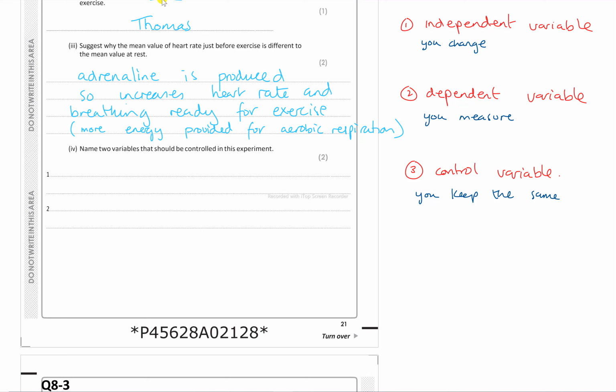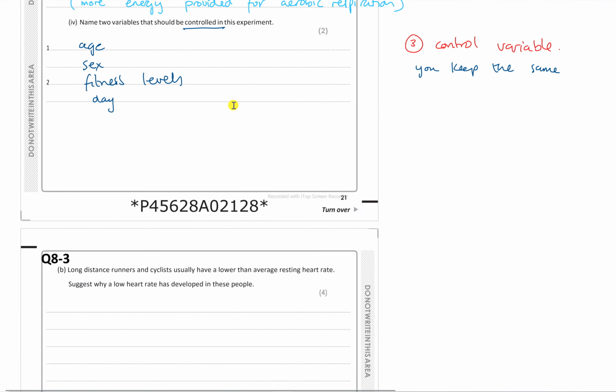Anyway, let's move on. So what should we control? You should control the age of the people, the gender, the fitness levels, and what time of day you're doing the experiments with the people. So there's loads of things that you could do.